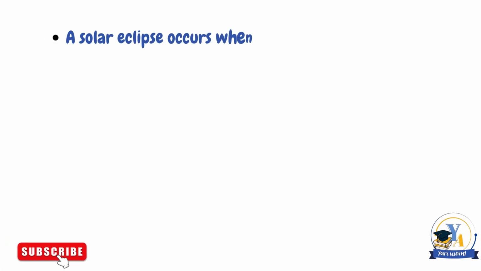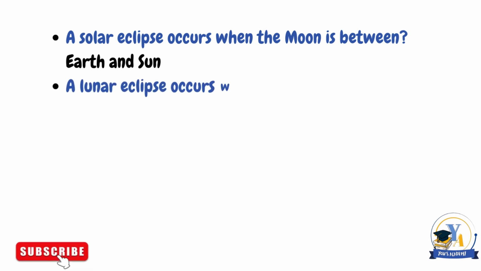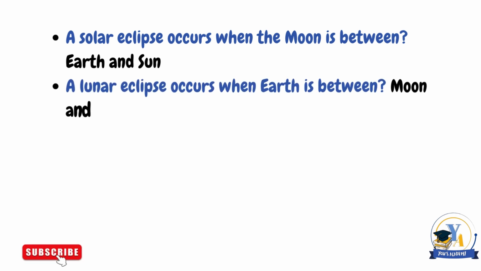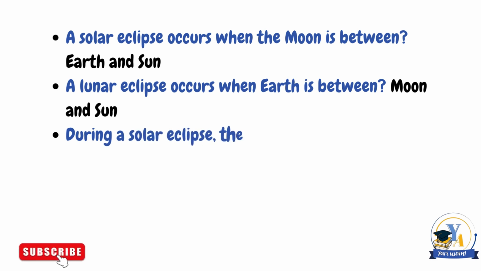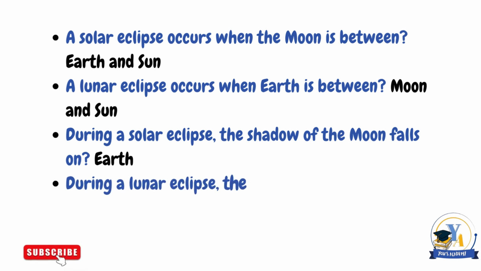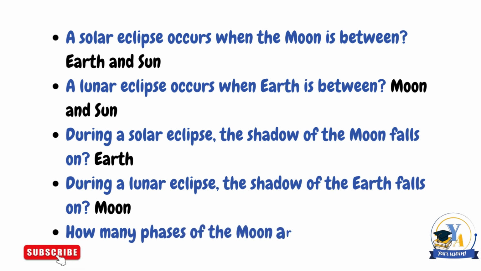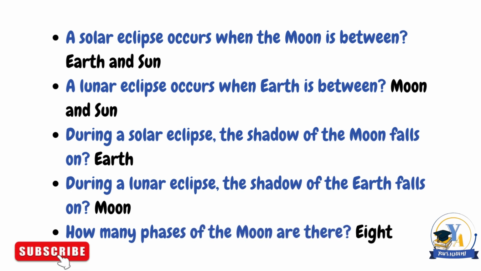A solar eclipse occurs when the moon is between Earth and Sun. A lunar eclipse occurs when Earth is between Moon and Sun. During a solar eclipse, the shadow of the moon falls on Earth. During a lunar eclipse, the shadow of the Earth falls on Moon. How many phases of the moon are there? 8.